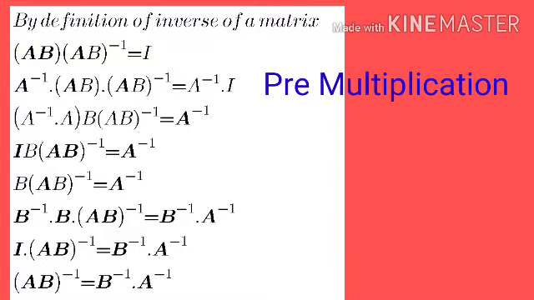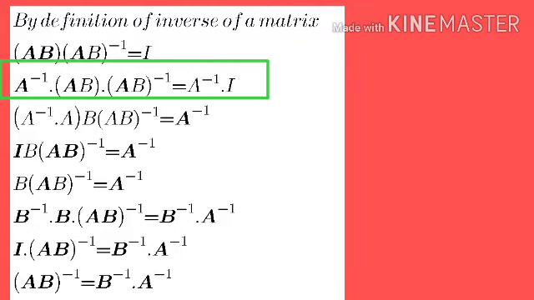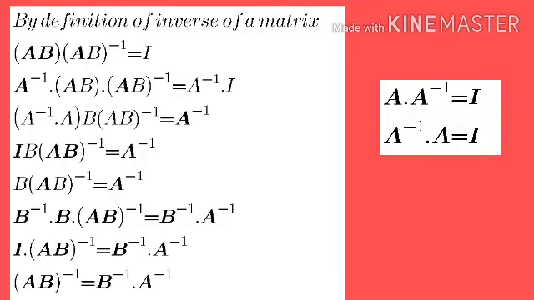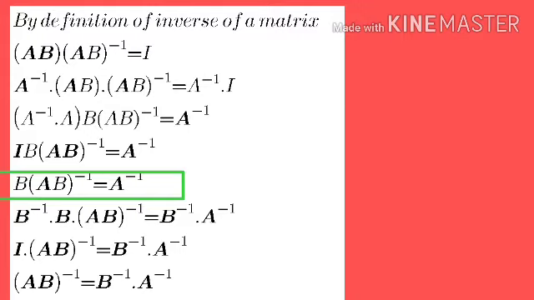Now pre-multiplication by A inverse, both the sides. So A inverse into (AB) whole inverse, and right side A inverse into I. It is a pre-multiplication. Now change the bracket. A inverse into A, write in bracket, B as it is, into (AB) whole inverse, and right side A inverse into I, which is only A inverse. Now next step. Since A inverse into A is I, so it will be only I into B into (AB) whole inverse, and right side A inverse as it is. I into B is only B, so B into (AB) whole inverse, and right side A inverse.